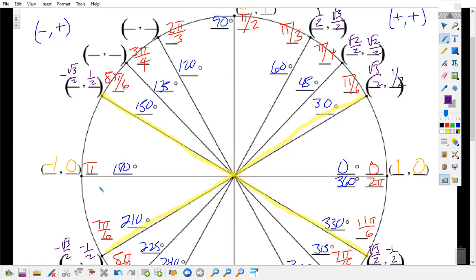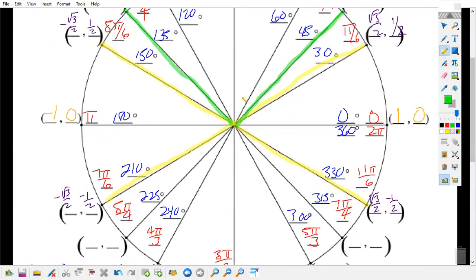I'm going to do the same thing. So now I'm going to do 45. I'm going to highlight all the angles that have a reference angle of 45, because all those angles are going to have the same ordered pairs, except different signs.